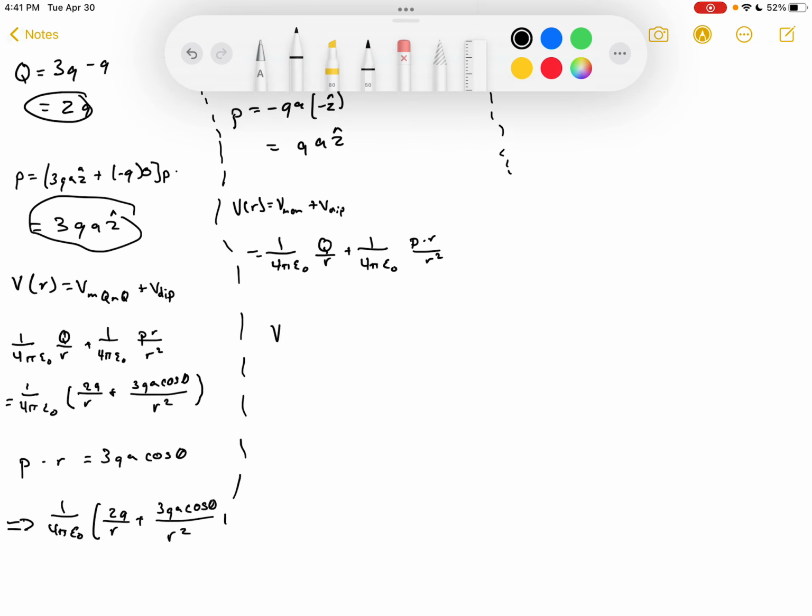So it'll be V of r is equal to 1 over 4 pi epsilon naught times 2q over r plus 3qa cosine theta over r squared, I'm sorry. And that would be our total potential at a distance r, including the monopole term.